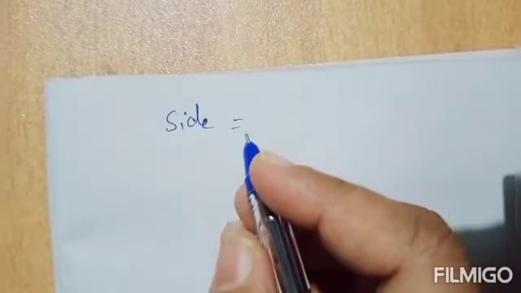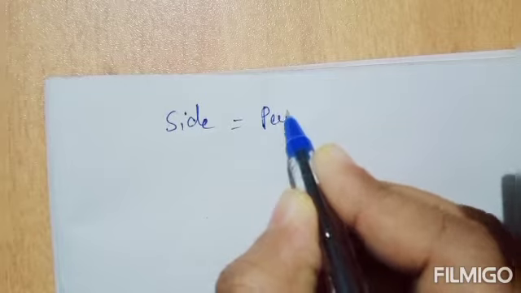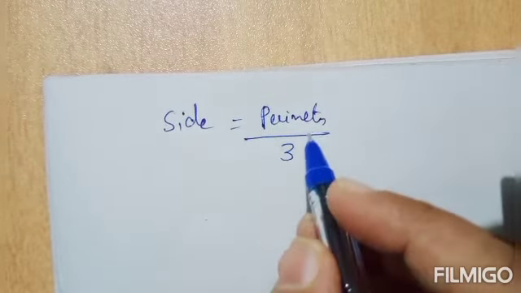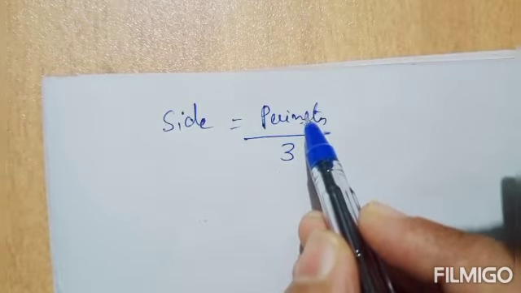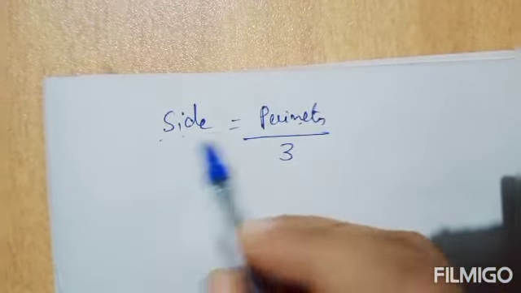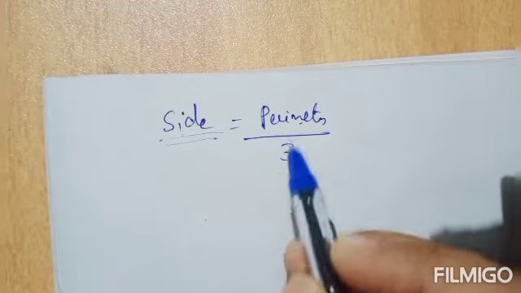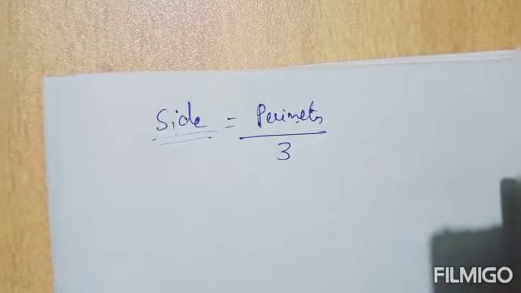Okay, now if the perimeter of an equilateral triangle is given, how can you find the side? It is side equals perimeter divided by 3. If the perimeter of an equilateral triangle is given and you have to find the side, in that case you can use side equals perimeter divided by 3. This is the formula. Okay.